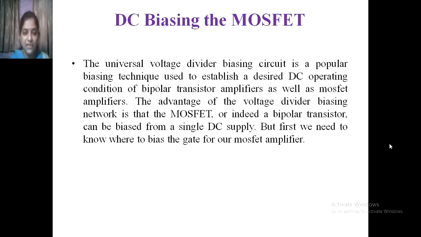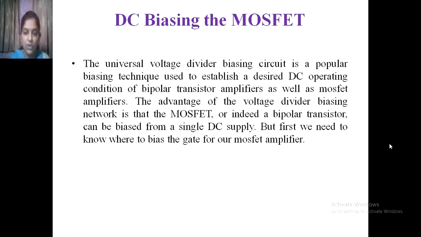Why is biasing required? For stable operation, DC biasing in transistor circuitry is required. We know there are self biasing as well as voltage divider biasing circuits that we have used in a BJT. Just like that, the universal voltage divider biasing circuit is a popular biasing technique used to establish a desired DC operating point. It is used in a BJT as well as the FET.